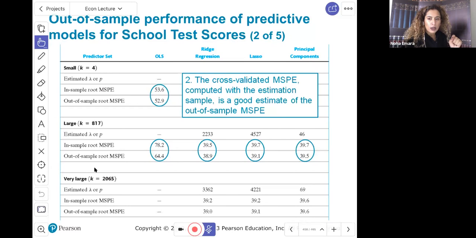Look at the ridge, the lasso, and the principal component. They have similar results, where the root mean squared error doesn't change much. So 39.5 versus 38.9, it's very, very close. 39.7, 39.1, again close. 39.7, 39.5, again close. So what we can tell is that the root mean squared error for the ridge, the lasso, and the principal component is much better than using OLS for the large sample.